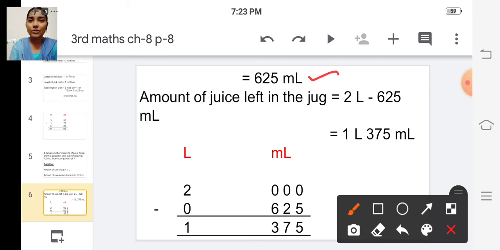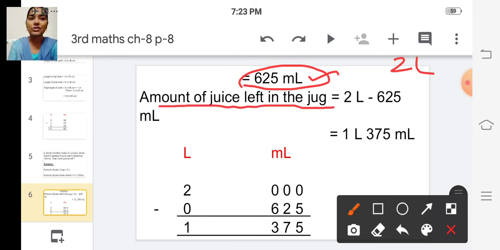So we are going to find out the amount of juice left, right? For that, what do we have to do? We have to subtract this 625 milliliter from the total amount, 2 liter, right? So the amount of juice left in the jug is equal to 2 liter minus 625 milliliter. So we have to subtract 2 liter and 625 milliliter.